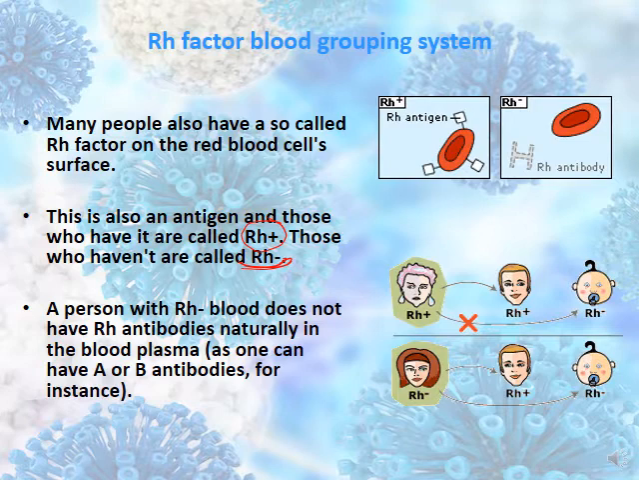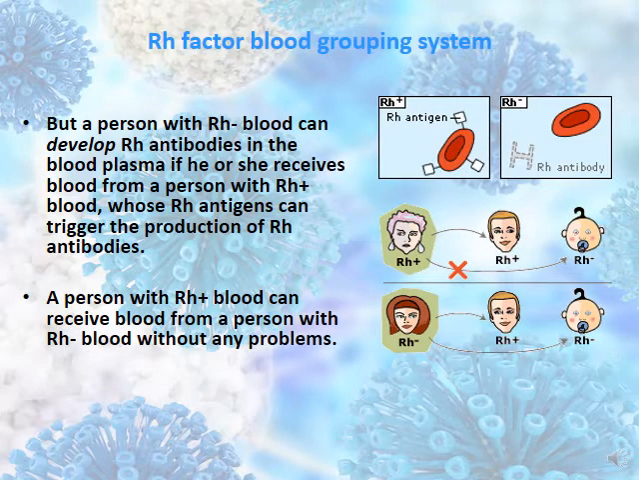So a person with Rh minus blood does not have Rh antibodies naturally in the blood plasma. But a person with Rh minus can develop Rh antibodies if he or she receives blood from Rh plus blood. A person with Rh plus blood can receive blood from a person with Rh minus without any problem.